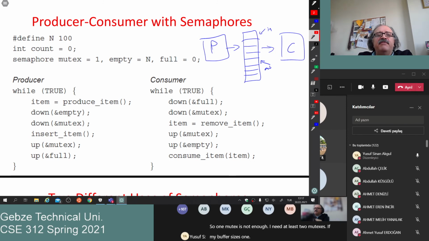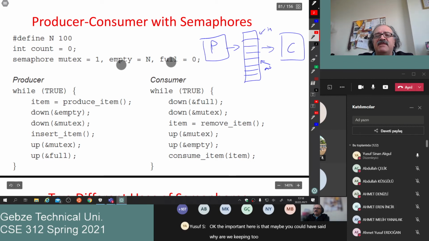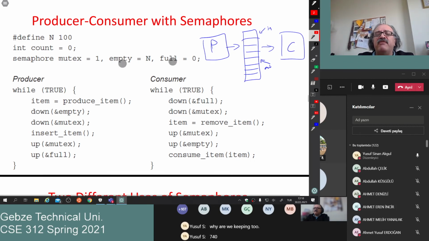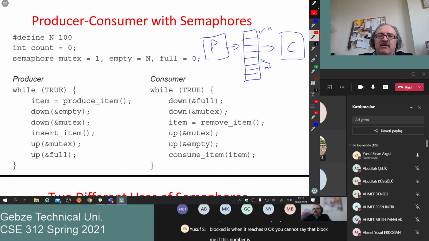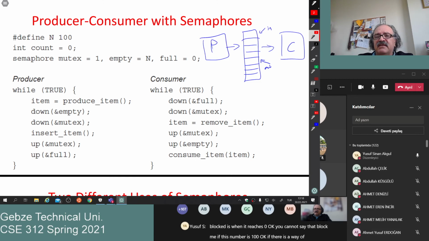Okay. The important thing is that maybe you could have asked, why are we keeping two semaphores here? I keep two semaphores because the only way for a semaphore to be blocked is when it reaches 0. You cannot say that block me if this number is 100. If there were a way of doing that, then only one counter would be enough as a semaphore. But semaphores don't work that way. They work only if the number reaches 0.